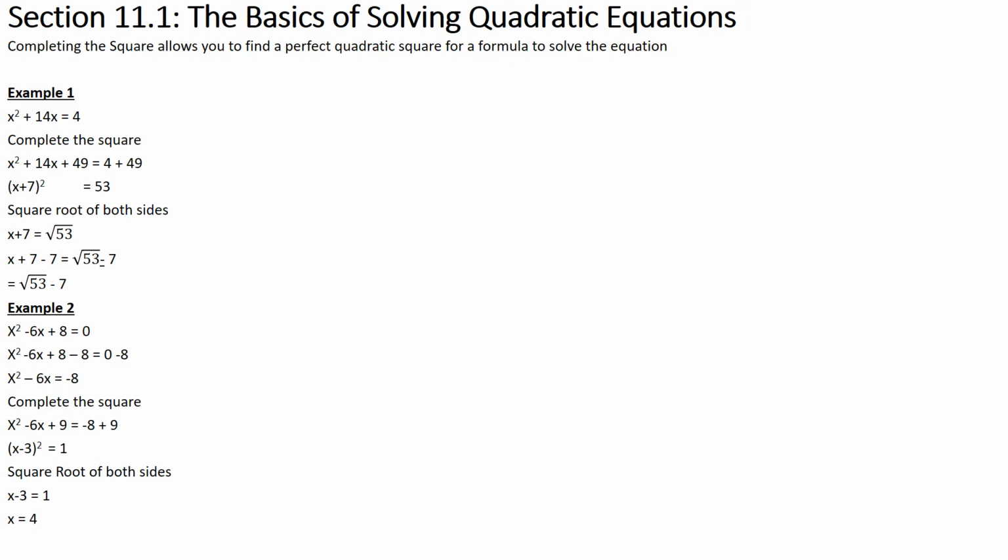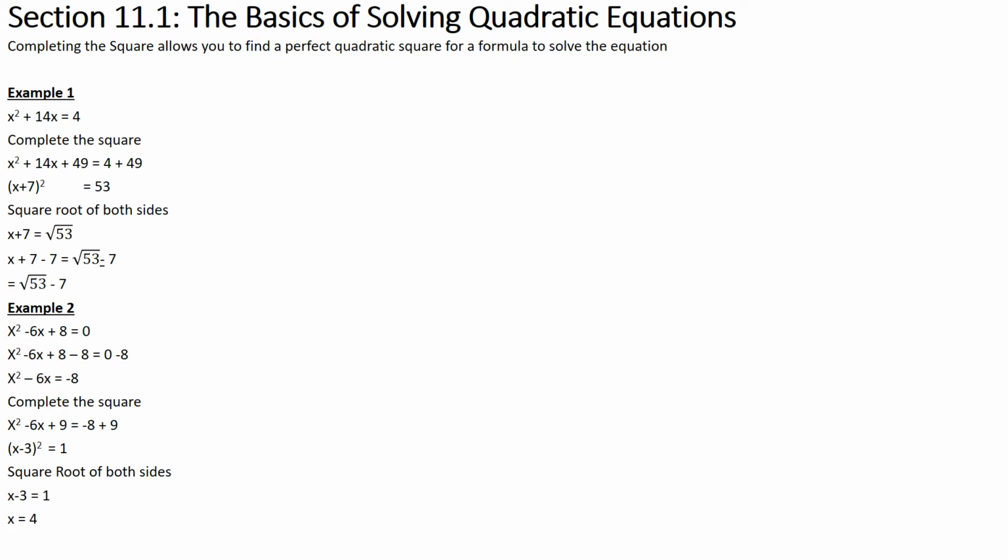x squared plus 14x equals 4. What we're going to do is complete the square. Remember, we have perfect square trinomials. In this case, I got x squared plus 14x. How do I get a perfect square trinomial? Well, I would take that middle number, 14, divided by 2, and I get 7. Then 7 times 7 is 49.